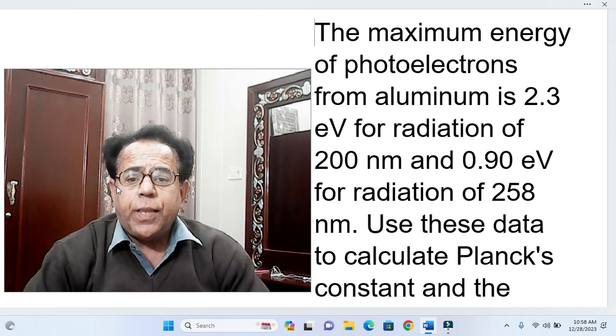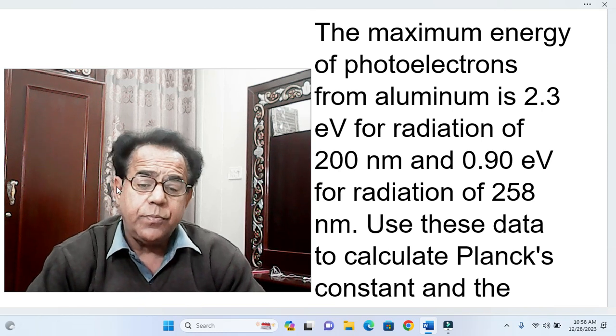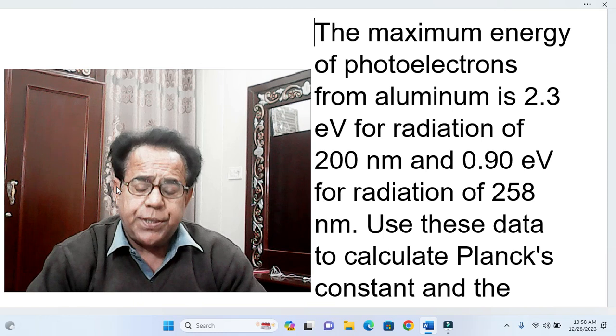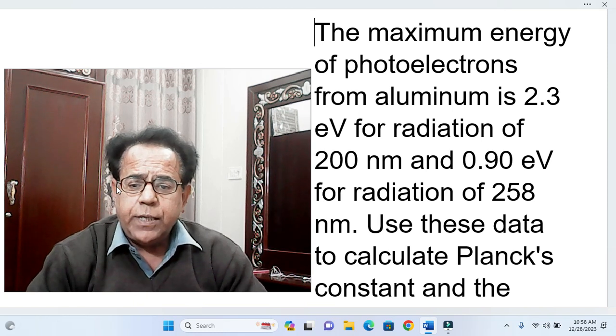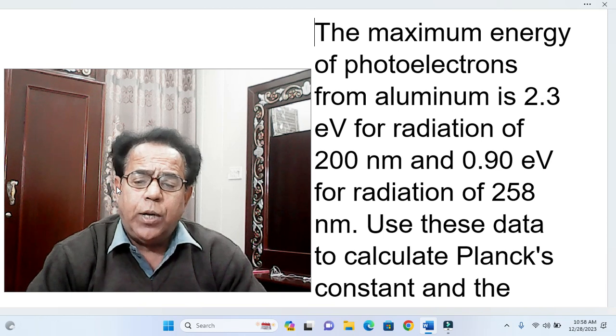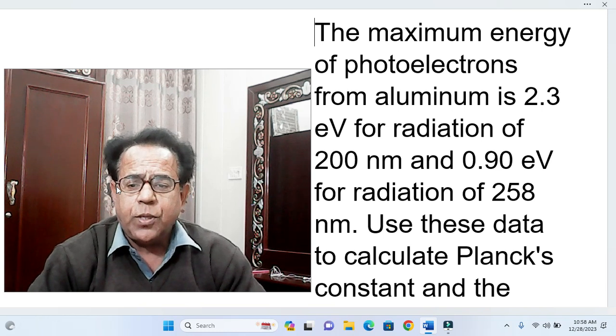The maximum energy of photoelectrons from aluminum is 2.3 electron volt for radiation of 200 nanometer, nano standing for 10 to power minus 9, and 0.90 electron volt for radiation of 258 nanometer.